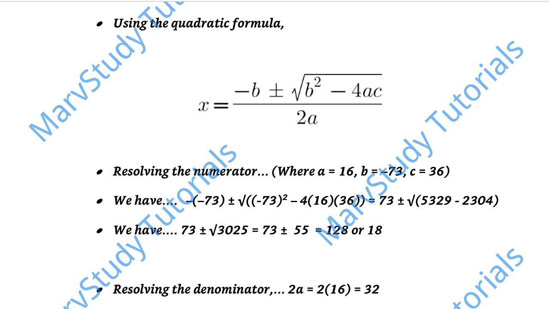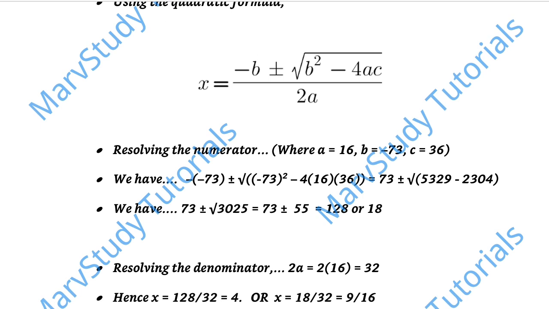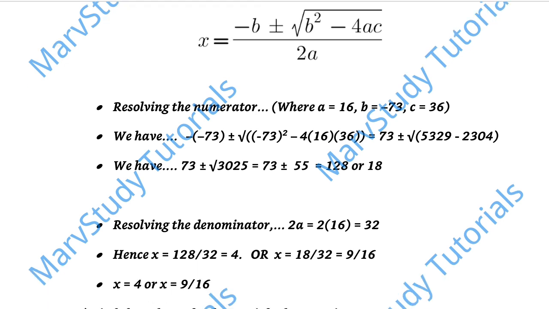So we divide each of these values by 2a. So 128 divided by 32 is 4. And 18 divided by 32, if we reduce this, 2 into 18 is going to give us 9, and 2 into 32 is going to give us 16. So that implies that x is equal to 4, or x is equal to 9 over 16.